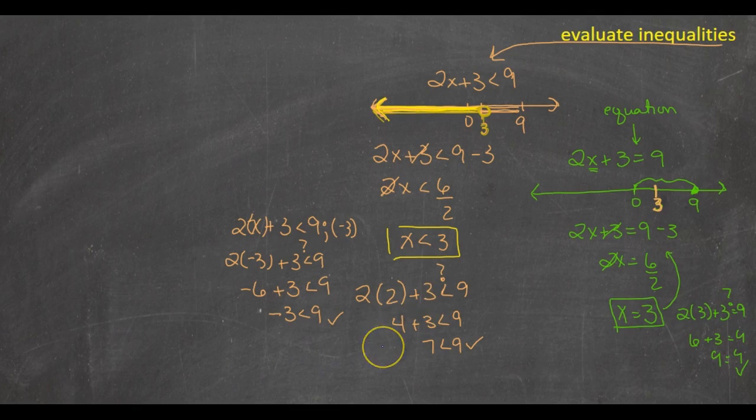So just to prove the point, let's check a value that's bigger than 3. Or let's actually check 3. So I'm going to put 2x plus 3 is less than 9, and I want to evaluate that at exactly 3, because remember I said for the equation 3 is a solution, but for the inequality 3 is not. Well, let's see what happens when I put in 3. I'm going to use the substitution algorithm.